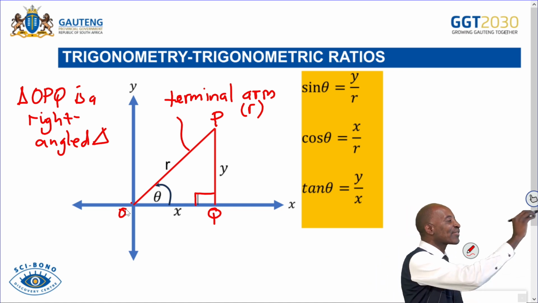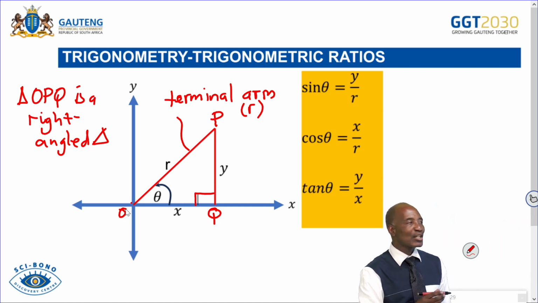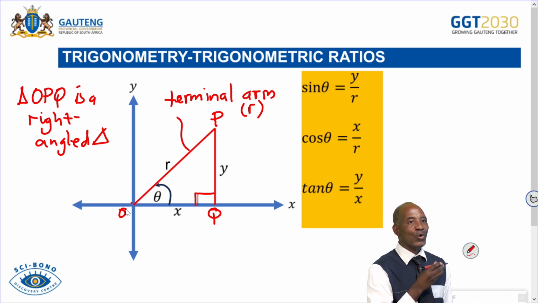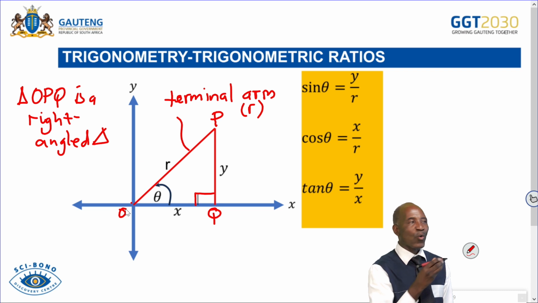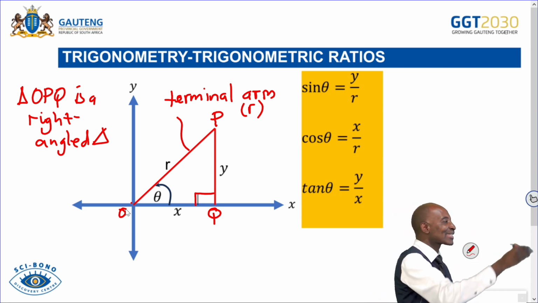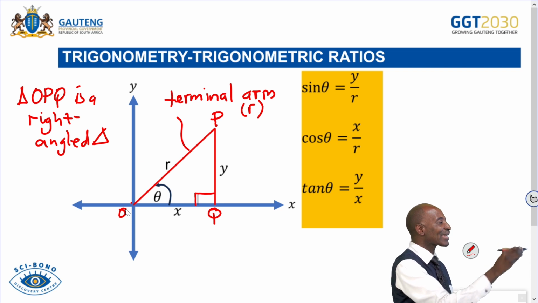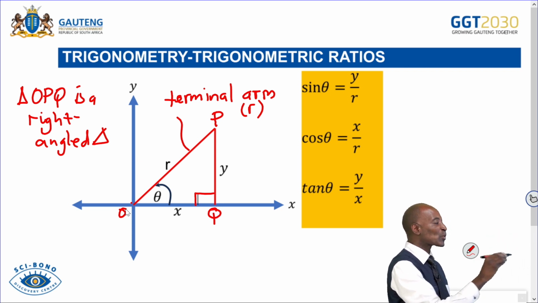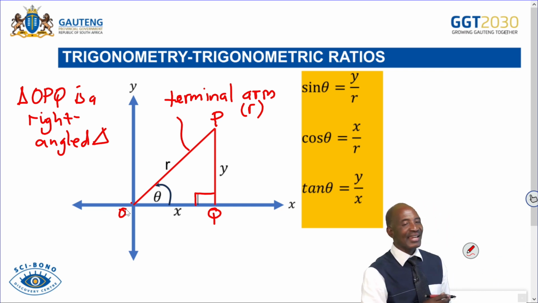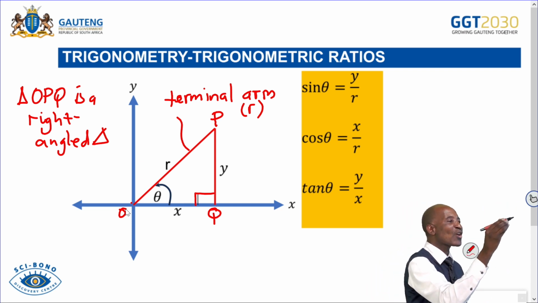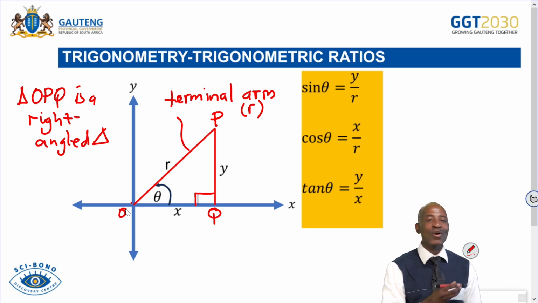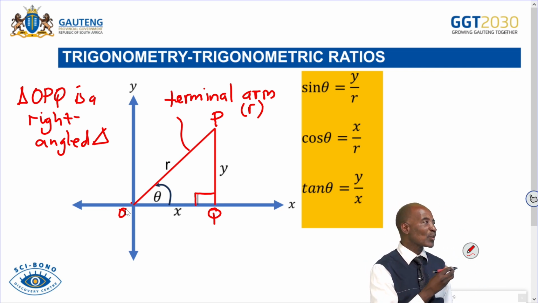Now, going back to what we did in grade 10, we are going to define the three trig ratios, or trigonometrical ratios. Remember, a ratio is a fraction. We are comparing quantities. So in this case, we want to find the relationship that exists between y and r, between x and r, and between y and x. Once we form those ratios, they will have specific names. These names are sine, cosine, and tangent, depending on the particular ratio that we would have formed.